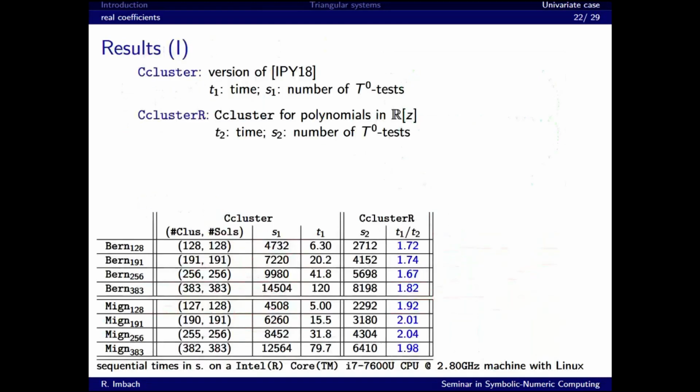So here are timings for this improvement. For Mignotte polynomials, Ccluster is the original clustering algorithm, and Ccluster R is the same algorithm but with the improvements for real polynomials. For Mignotte polynomials, these lines, we about halve the running time. And for Bernoulli polynomials, it's a bit less, but it's interesting.